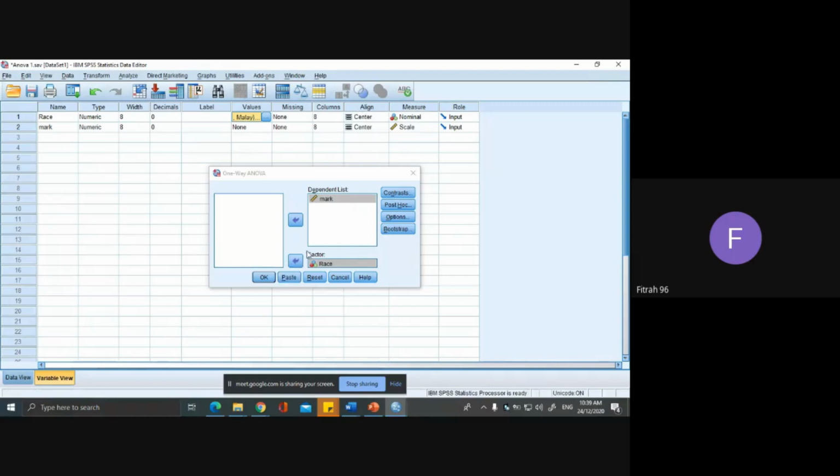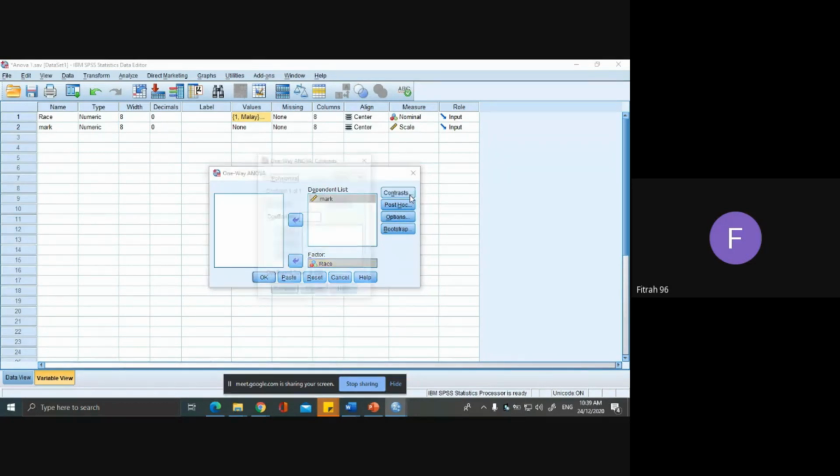Okay, let's continue. So we have Malay, Chinese and Indian. As a factor, the 3 races, and the mark goes in the dependent list. It is not the dependent variable, it doesn't have the same meaning. The dependent list is the one we want to find the differences in. The factor is the group that we want to look at. Which group do we want to look at? The dependent list is what differences do we want to see?